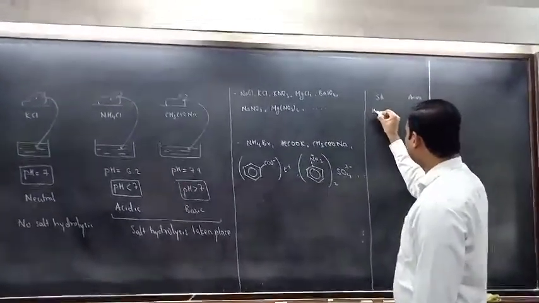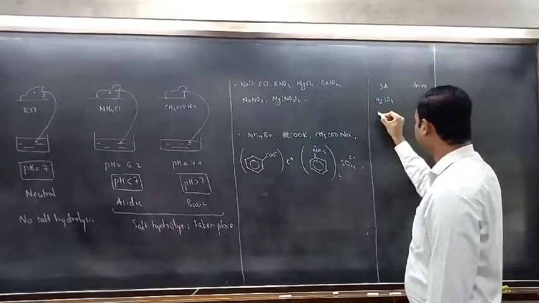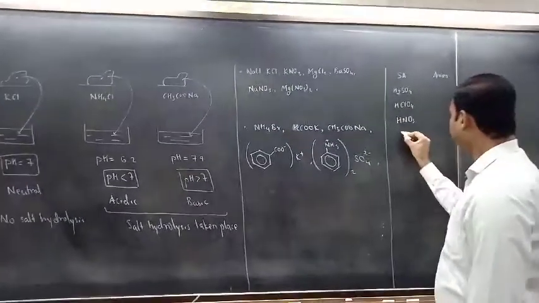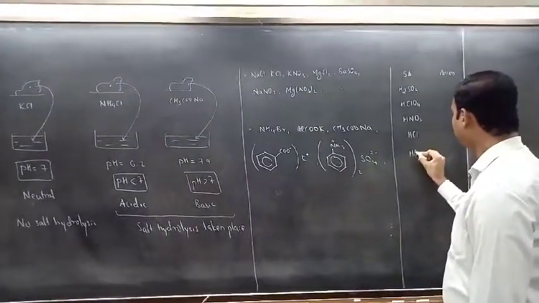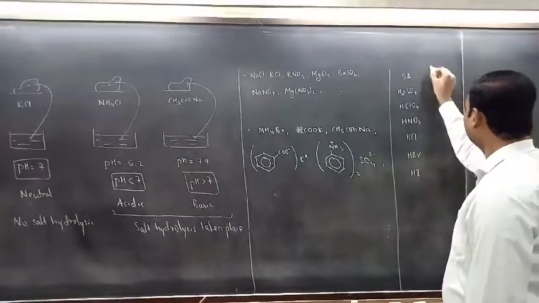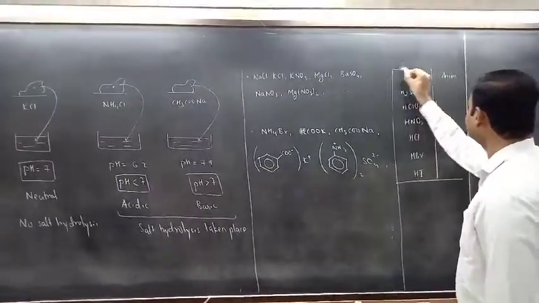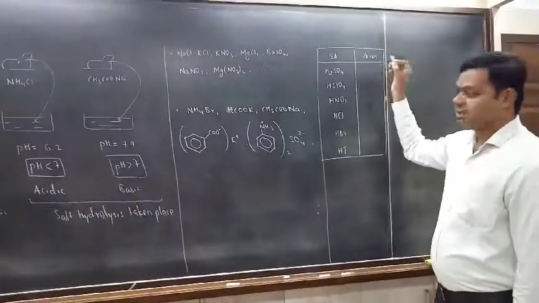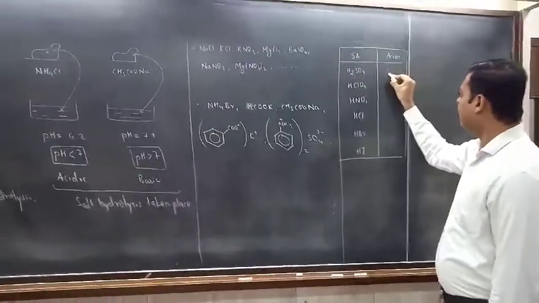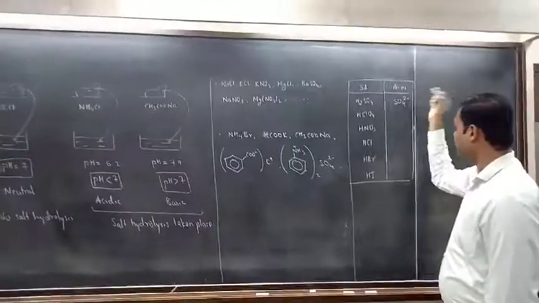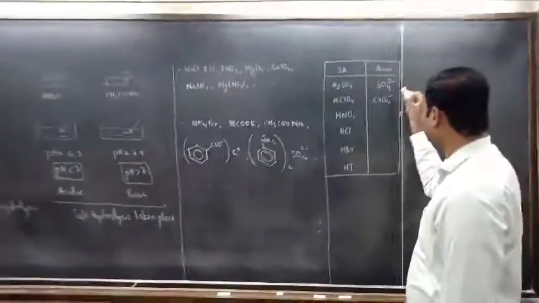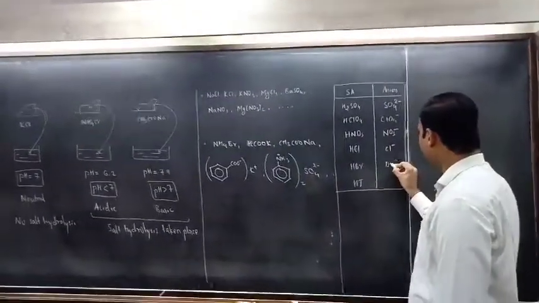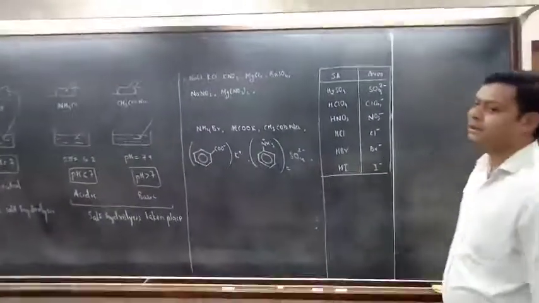Strong acids, for that you should remember this list: H2SO4, HClO4, HNO3, HCl, HBr, HI. This is a list of different acids which are categorized as strong acids. And what are the anions present in these strong acids? H2SO4 undergoes ionization to produce SO4 2-, its anion. In this, ClO4- perchlorate, here nitrate, here chloride, here bromide, and here iodide.